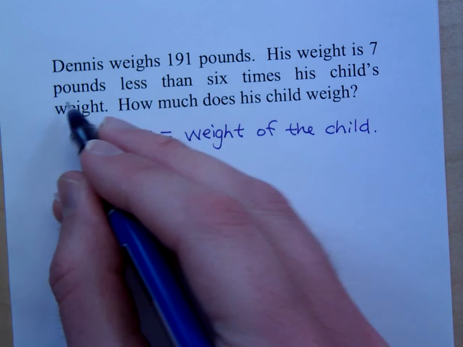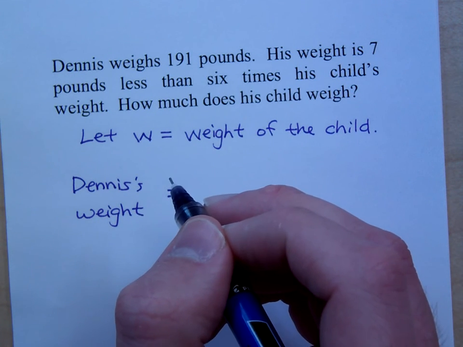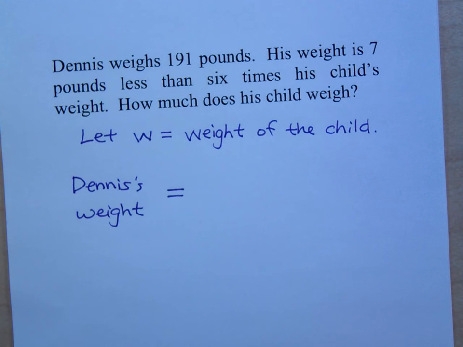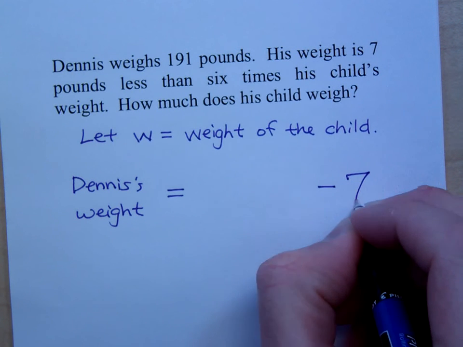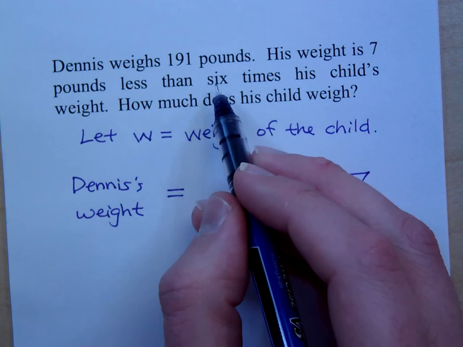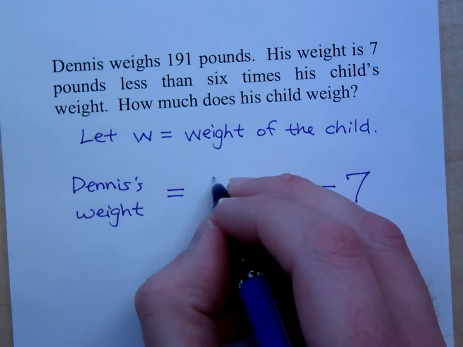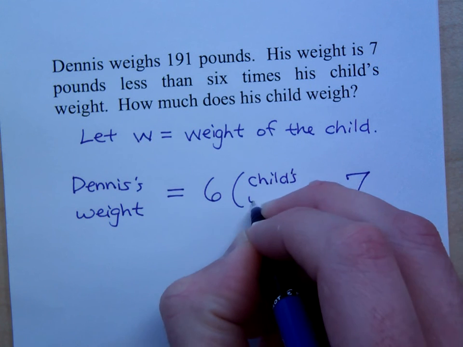How do you write 7 pounds less than? See, you will run into an issue and you will fail if you say 7 minus. When we see the phrases more than and less than, that means you're doing that at the end of something. How do you write 7 pounds less than? 6x minus. You take 7 away from something, right? We're taking away from what? 6 times his child's weight. So you're doing 6 times the child's weight.